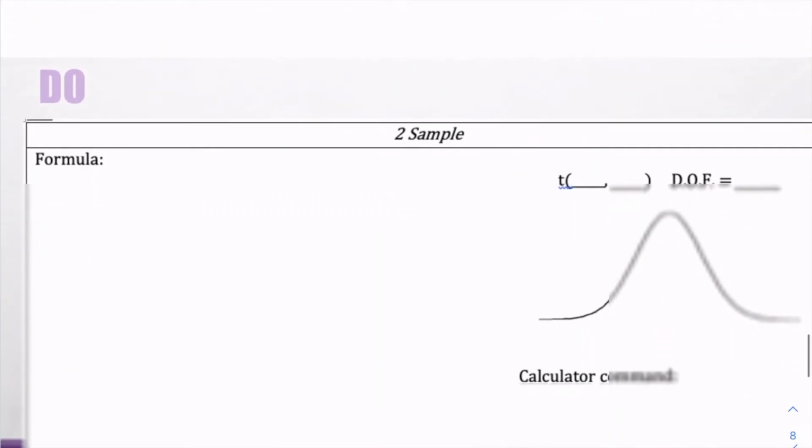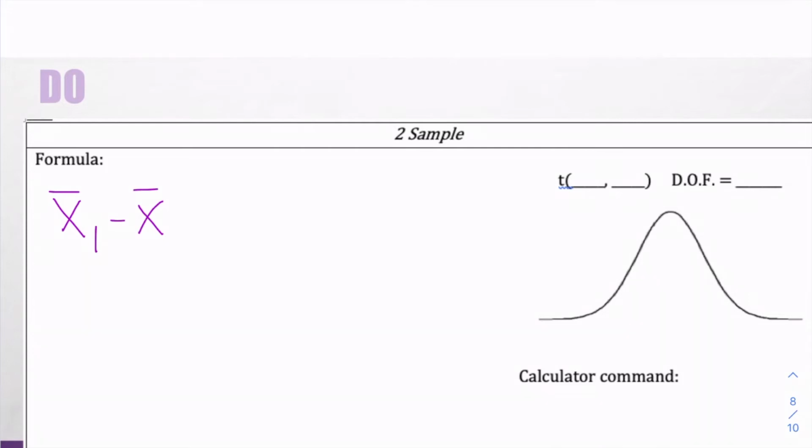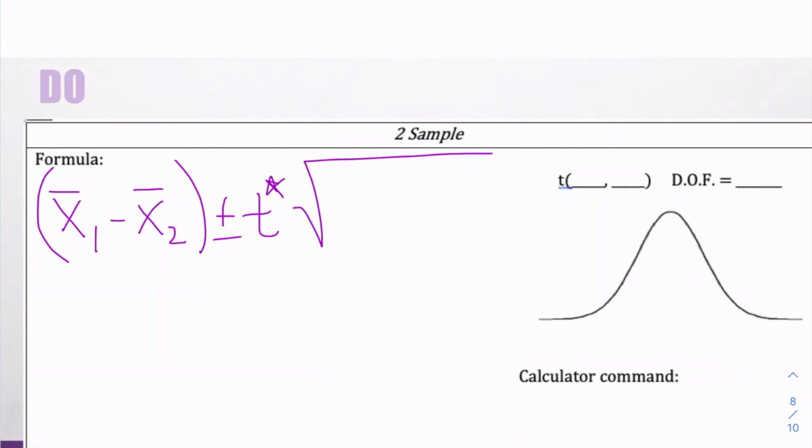Okay, so now we're going to actually do the do. So we're going to use our formula for the confidence interval. So I need to use x bar 1 minus x bar 2 plus or minus my t star times the square root of s sub 1 squared over n sub 1 plus s sub 2 squared over n sub 2.